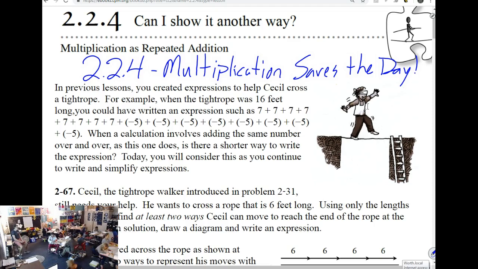Alright. So, how many 7s do we have there? 1, 2, 3, 4, 5, 6, 7, 8 7s. So, instead of saying 7 plus 7 plus 7 plus 7 plus 7 plus 7 plus 7 plus 7, what can I say instead? 7 times 8. Yeah, now I'm going to say 8 7s. It doesn't matter whether you say 7 times 8 or 8 times 7, so please write that down. And this means there are 8 of the number 7, right?